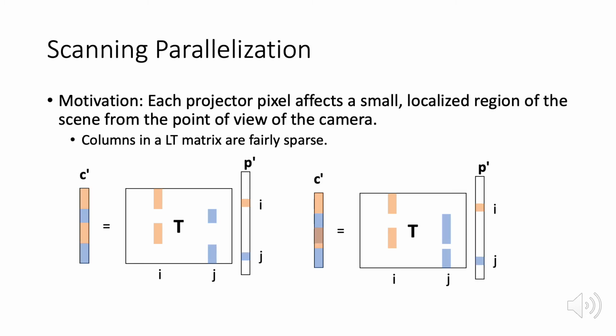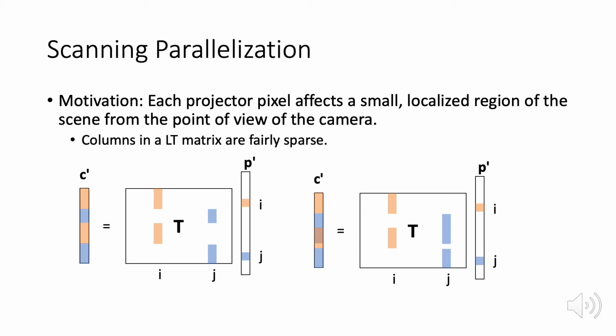One of the greatest improvements is to parallelize the projector scanning. Here's an observation. Each projected pixel can only affect a small localized region of the scene, which is followed by the insight that the columns in the light transport matrix are very sparse. We can utilize this property to light up multiple pixels without interference at one time, and capture a mixture of corresponding images which can be separated out through post-processing.